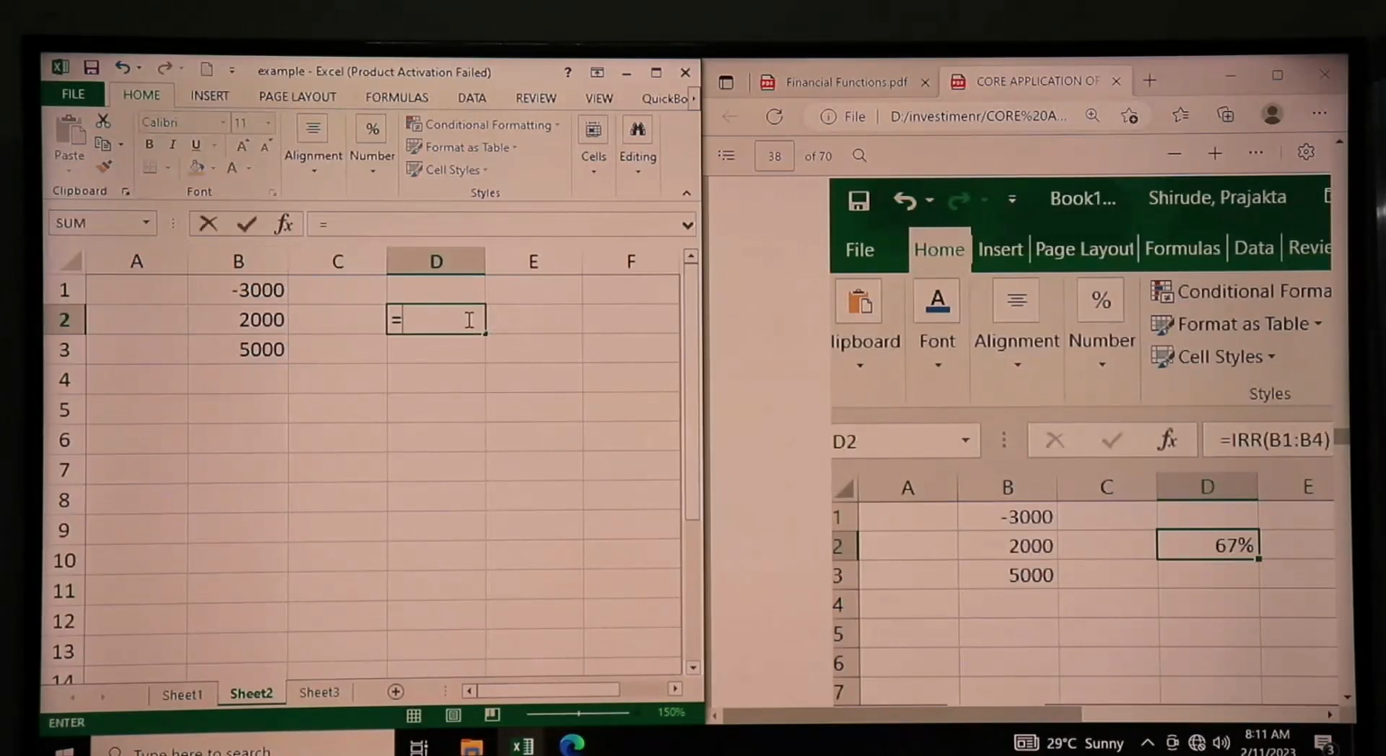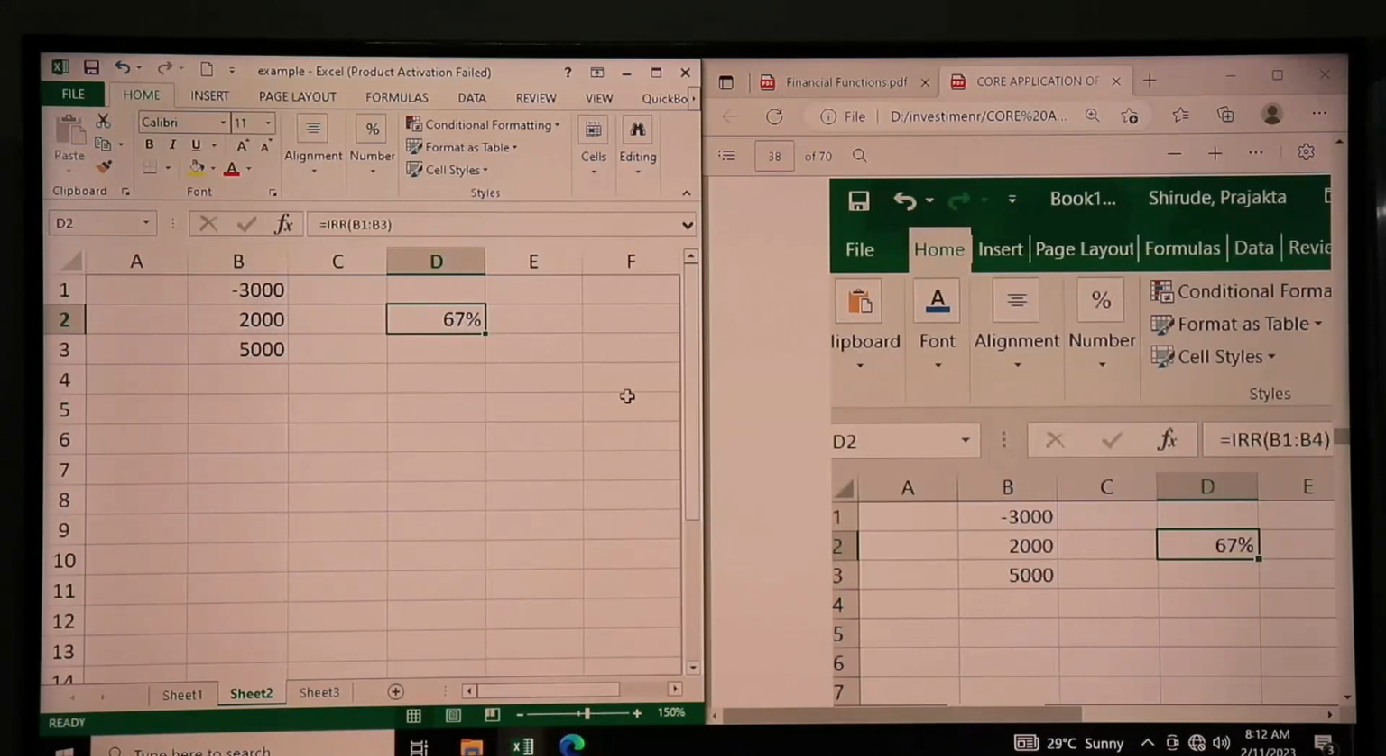You say equals IRR, the internal rate of return. Then you select the values from here to here to give you 67%. So our internal rate of return is 67%. Remember here, we are not given the discount rate, because when you're computing the internal rate of return, the discount rate is not even used anywhere. You just use a series of your payments.